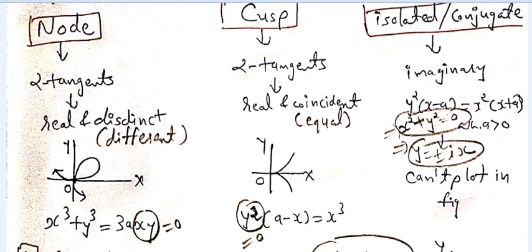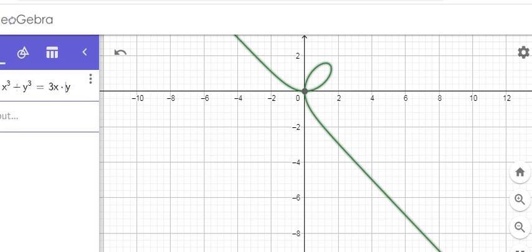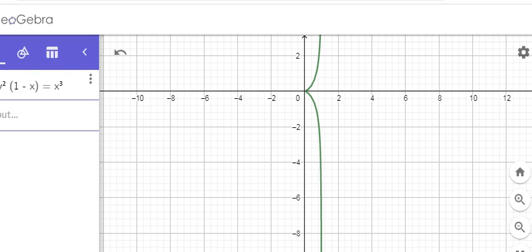Then the second example is y square into a minus x is equal to x cube. So let us take y square into 1 minus x is equal to x cube. So yes, the shape is like a cusp and the x-axis is the tangent, two tangents real and coincident.